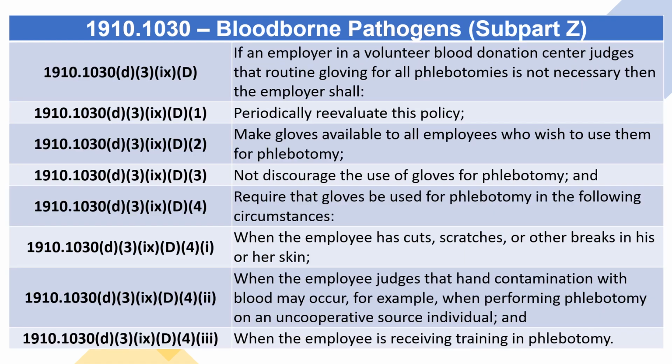1910.1030 D.9.D. If an employer in a volunteer blood donation center judges that routine gloving for all phlebotomies is not necessary, then the employer shall, per 1910.1030 D.9.D1 through D4, periodically re-evaluate this policy, make gloves available to all employees who wish to use them for phlebotomy, not discourage the use of gloves for phlebotomy, and require that gloves be used for phlebotomy in the following circumstances. 1910.1030 D.9.D4 I through D4 3: when the employee has cuts, scratches, or other breaks in his or her skin, when the employee judges that hand contamination with blood may occur, for example, when performing phlebotomy on an uncooperative source individual, and when the employee is receiving training in phlebotomy.